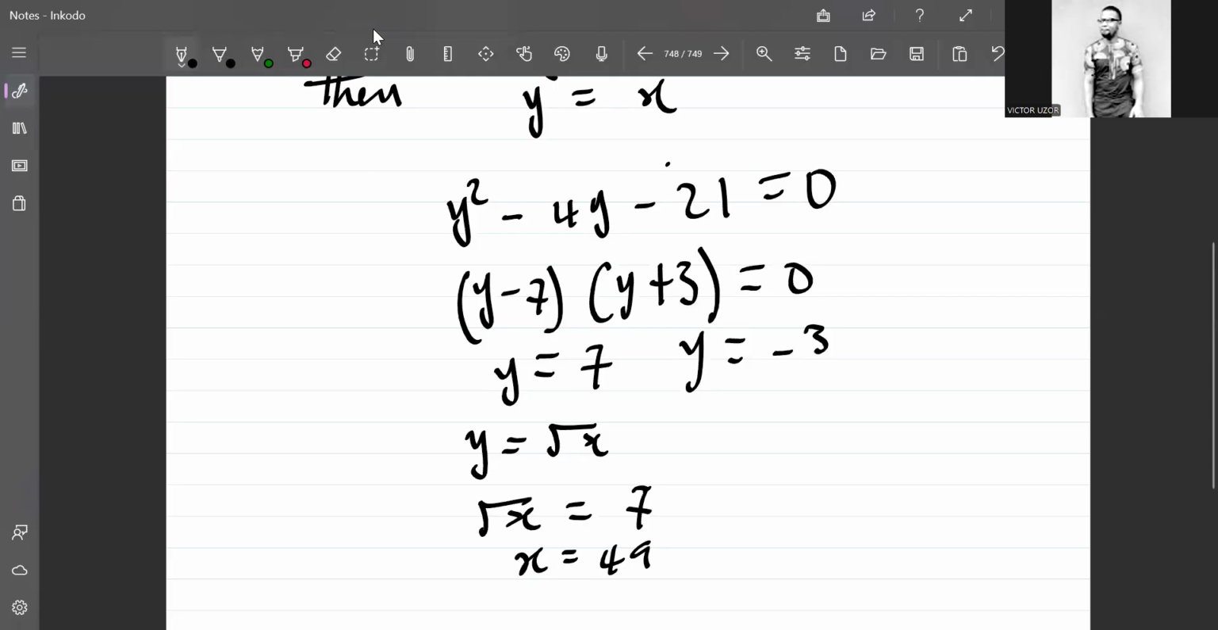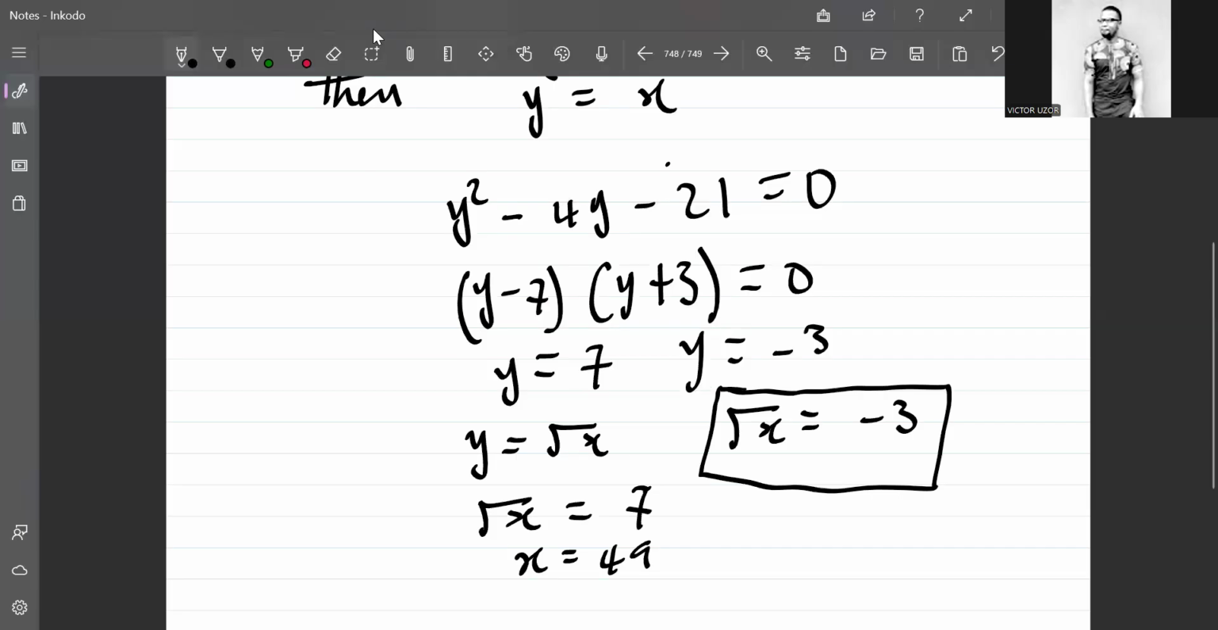The same thing is applicable here. If root x is equal to minus 3, looking at this, it is not possible because a square root cannot give you a negative. So you have to stop here. If you are able to get only negative, that means something is wrong, unless it is the complex number. So this is not valid for this. We now pick up this one.